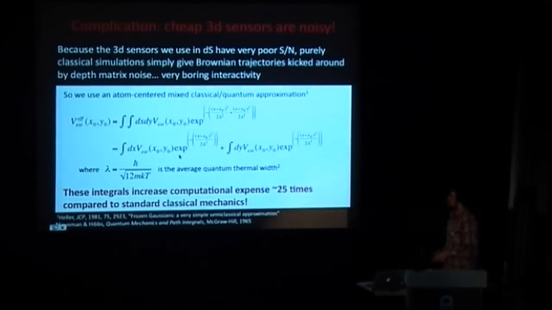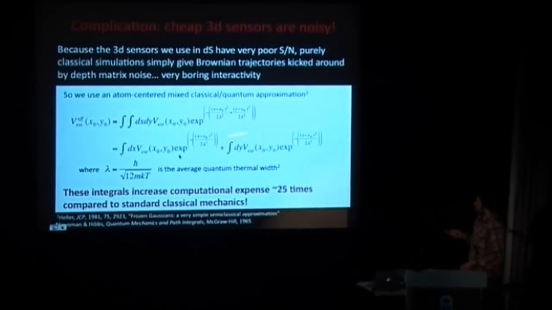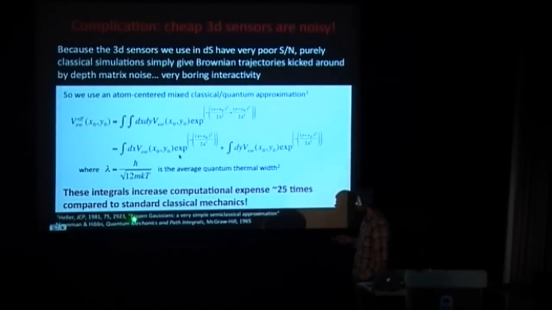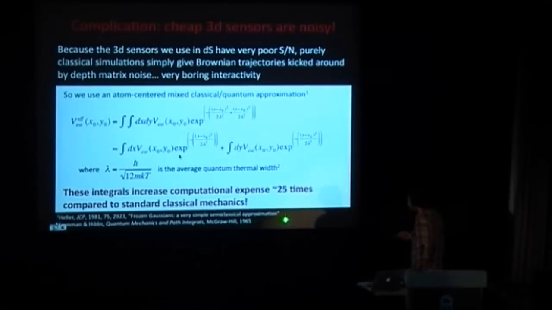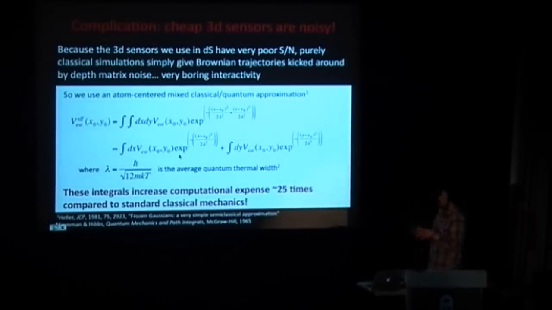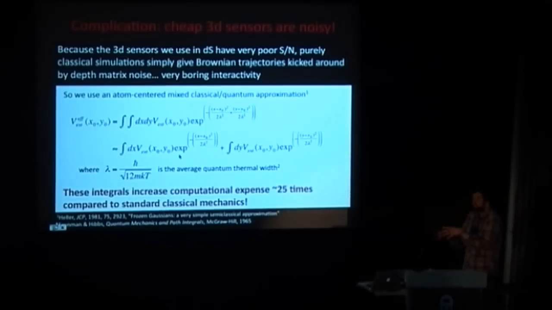So what do we do? We basically invoked what's called a semi-classical approximation. There's a physicist at Harvard called Eric Heller, and he has a pretty seminal paper from back in the 80s called Frozen Gaussians, a simple semi-classical approximation. It's a way of approximating quantum effects in a classical system.